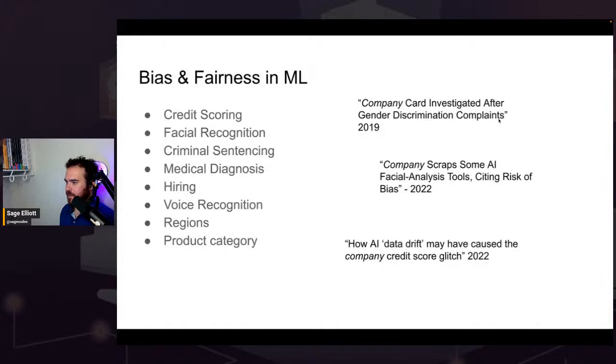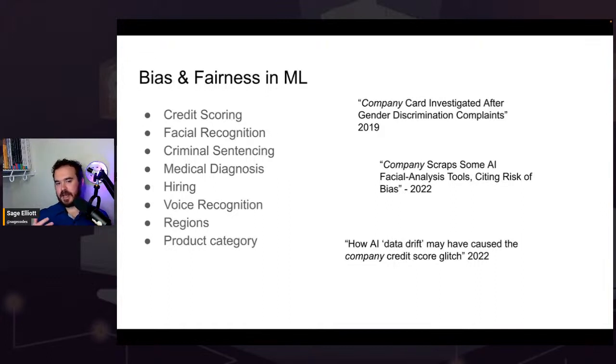So, bias and fairness in ML. I'm sure people here have heard some of these stories over the past several years where there have been problems with credit scoring, facial recognition, criminal sentencing, medical diagnostics, hiring, voice recognition. If you're looking at products or making predictions in different regions and your model was trained on a specific region of the country or specific countries, or product categories, like you're trying to make a prediction on where a category belongs or how many people are going to buy, and your model is just not trained very well in that category, it's going to be messing up those predictions.